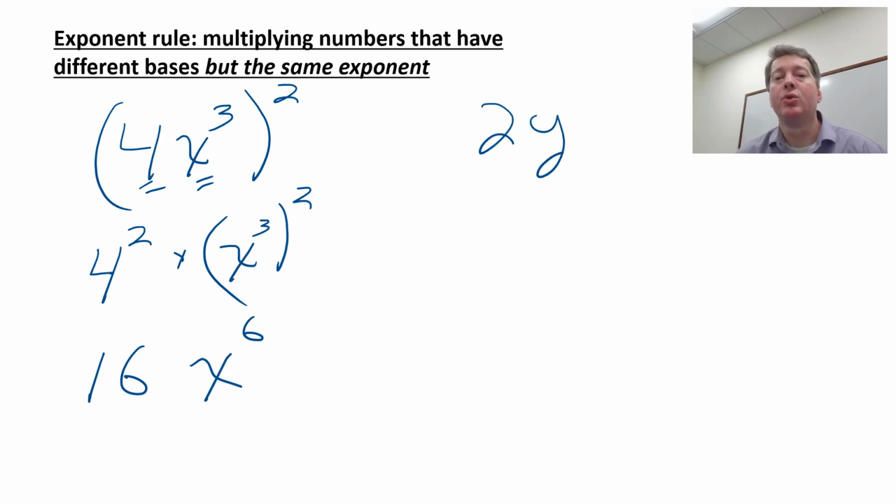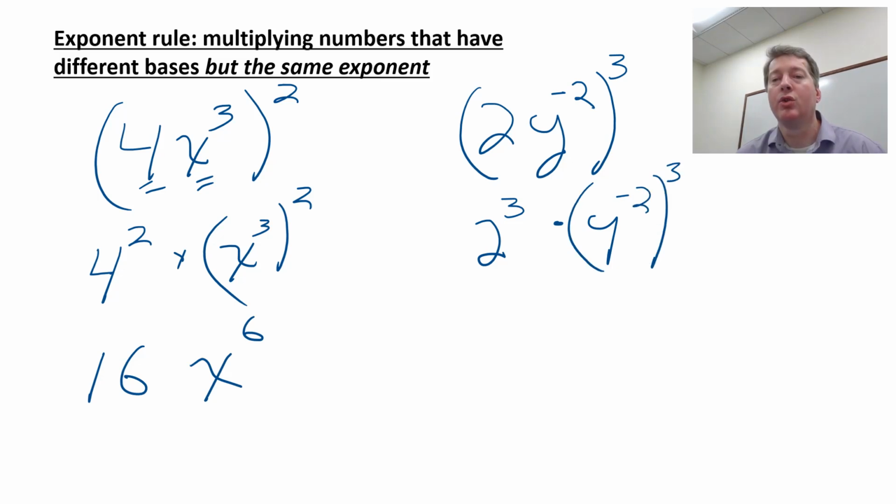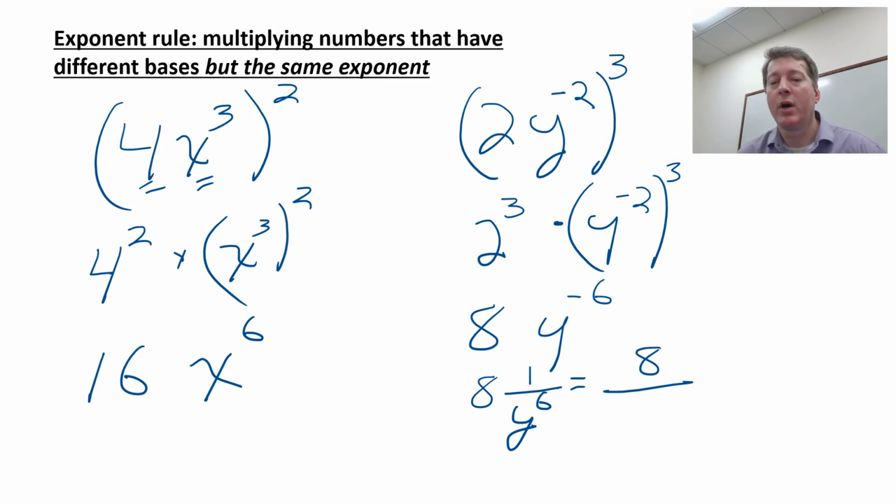Suppose I had 2 times y to the negative 2, cubed. So that is the same as 2 cubed times y to the negative 2 cubed. 2 cubed is 8. Y to the negative 2 cubed, you multiply the exponents. That's y to the negative 6. So 8y to the negative 6, which is the same as 8 times 1 over y to the positive 6. You have an 8 on the top and a y to the 6th on the bottom: 8 over y to the 6th.